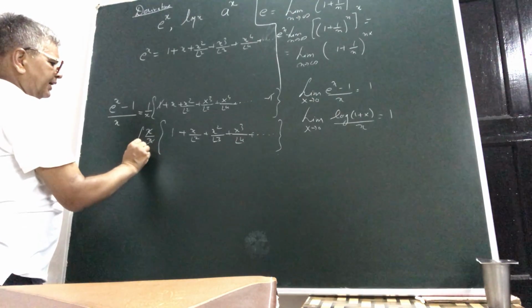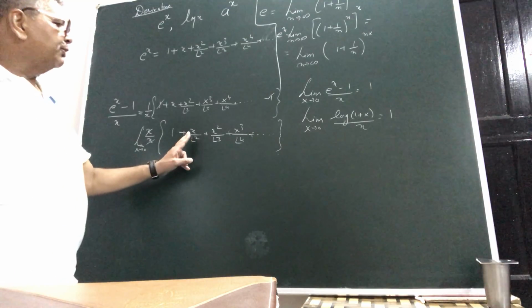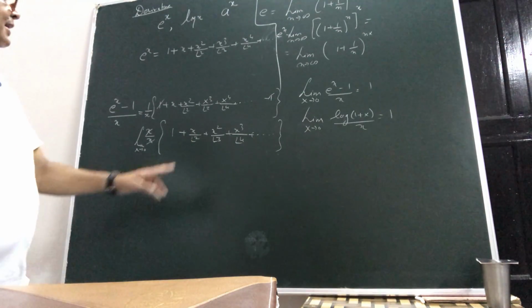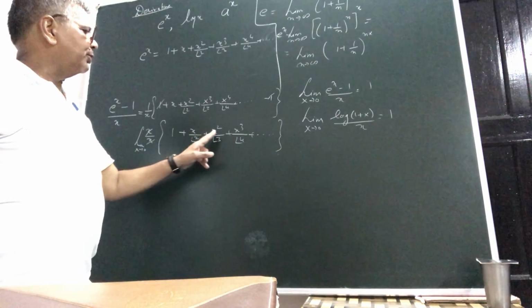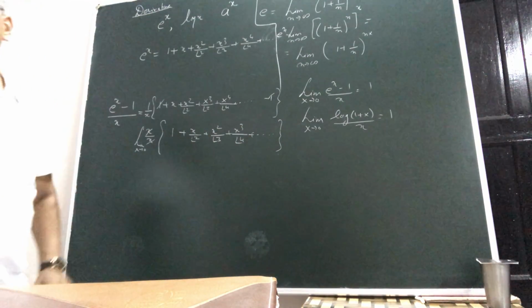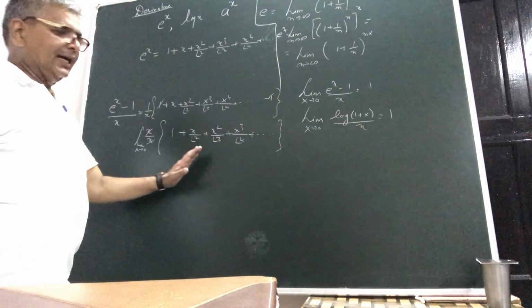And when you are taking limit x tends to 0, what will happen? Your contention would be that yes, in all these elements you would be putting x as 0, so you will be left only with 1. But actually, it is not like that.